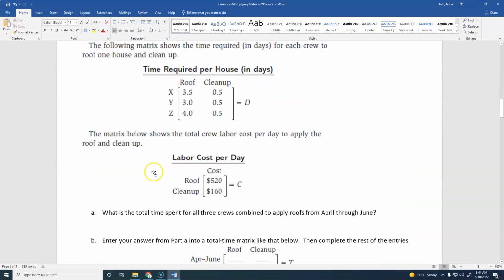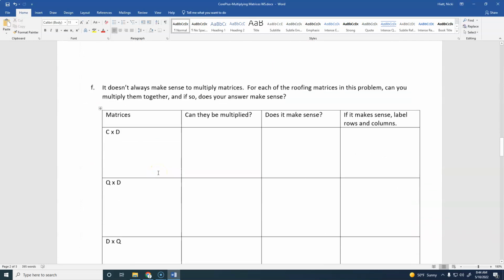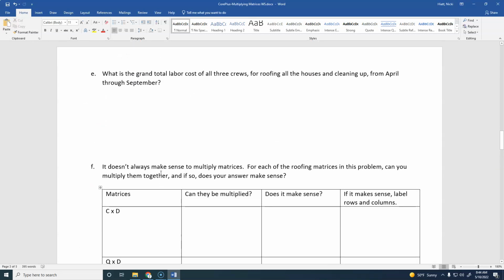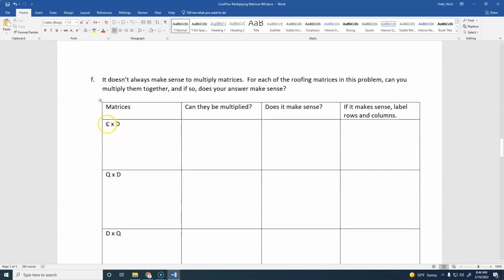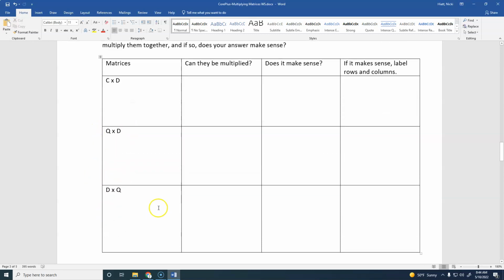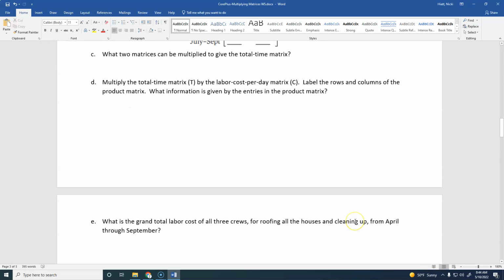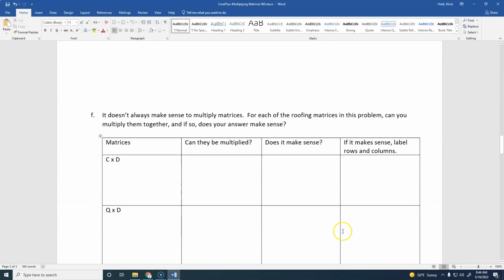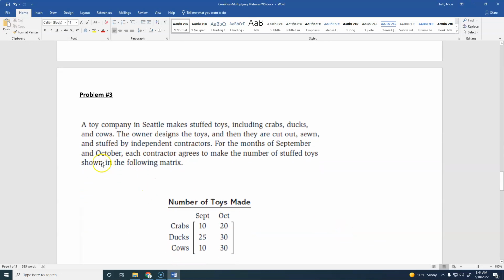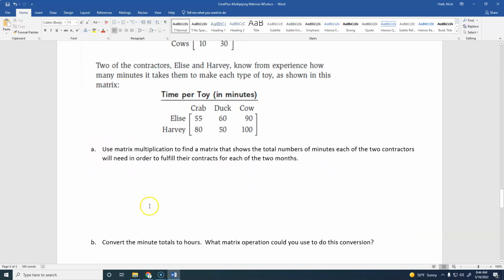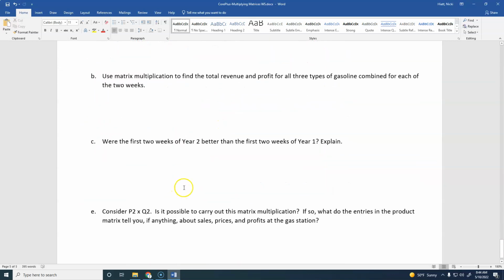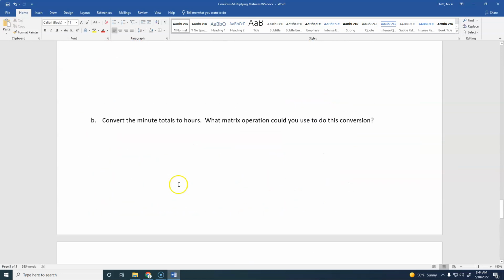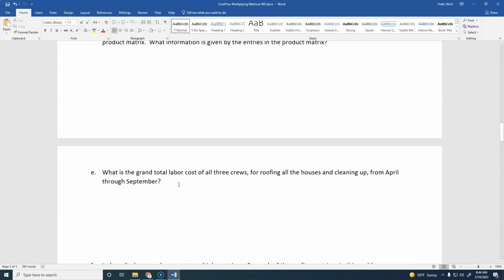Problem 2 is super long. It's got a lot of stuff there. So do what you can. It's going to ask you to multiply these matrices, these C and D, Q and D, D and Q. And if the answer is going to make sense, that's when you're going to think about labeling those columns. And then there's a toy problem. You got revenue and profit for a gas station. So several different problems here.